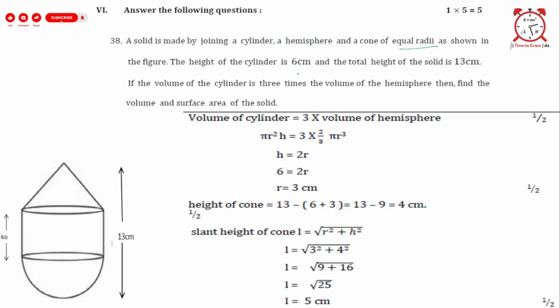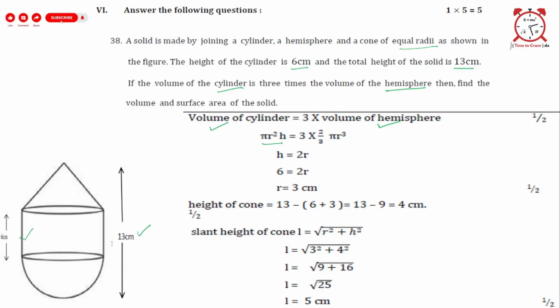The height of the cylinder is 6 centimeter, and the total height is 13 centimeter. The volume of the cylinder is 3 times the volume of the hemisphere. Then find the volume and surface area of the solid. So first we will take this condition: volume of cylinder equals 3 times the volume of the hemisphere.